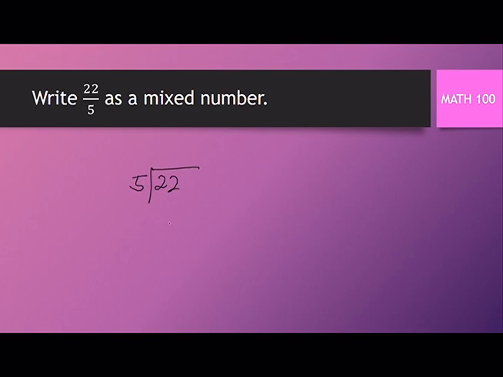A while ago we were doing the 4s, so we were skip counting by 4 or having the multiples of 4. This time we are going to do the multiples of 5. So we have here 5, 10, 15, 20, and then 25. Since we only have 22, we stop at 20. That is equal to 4.